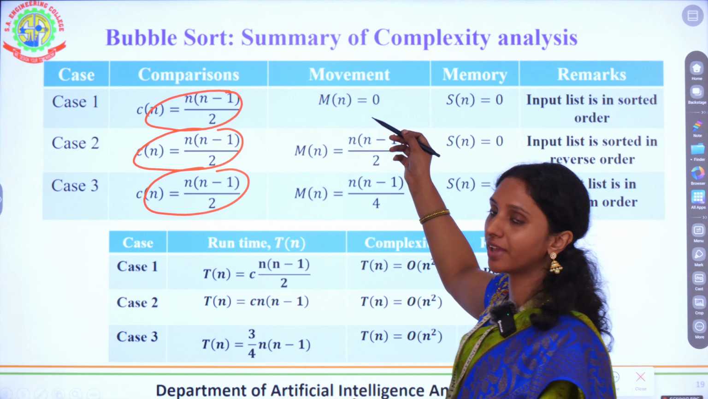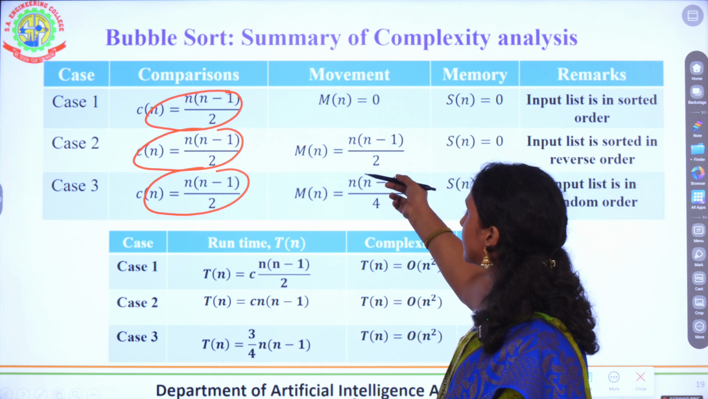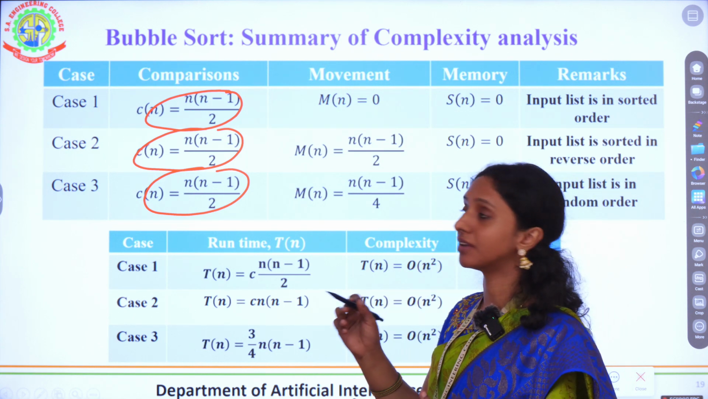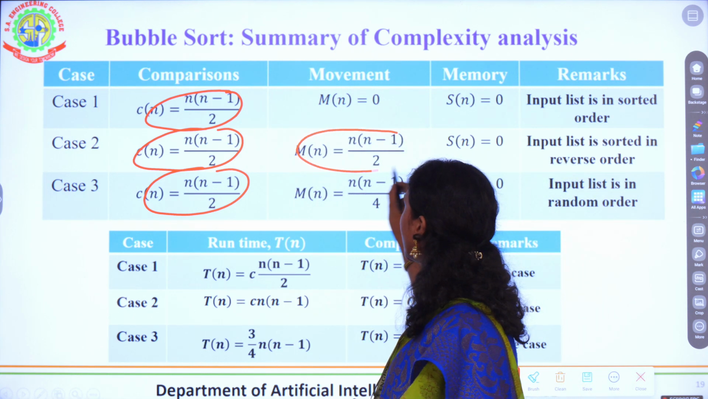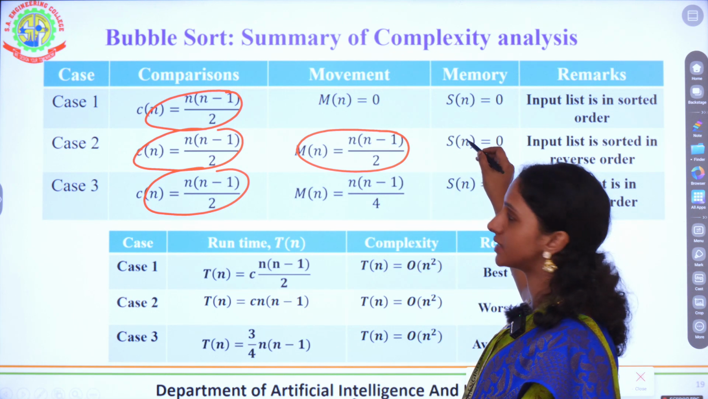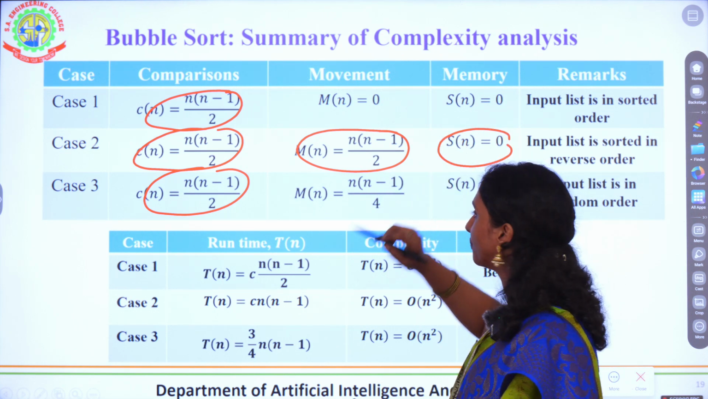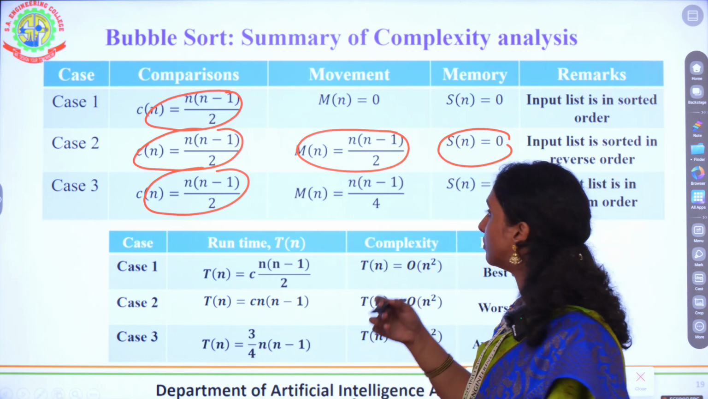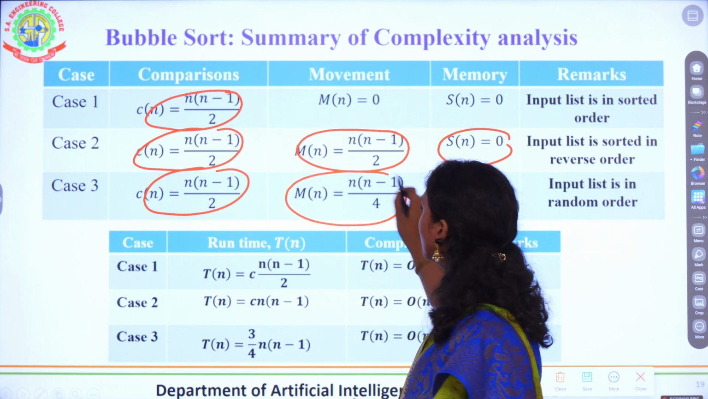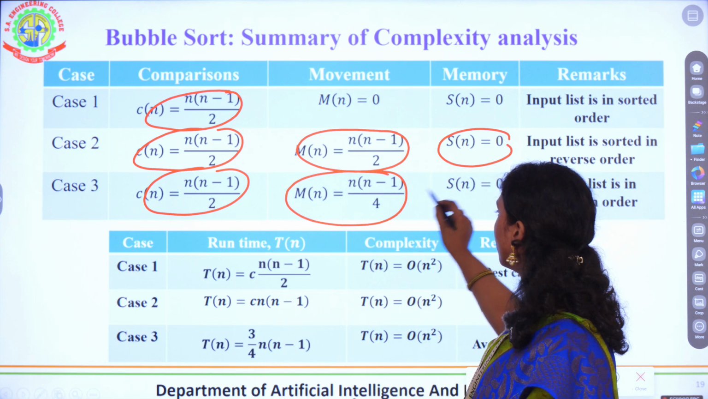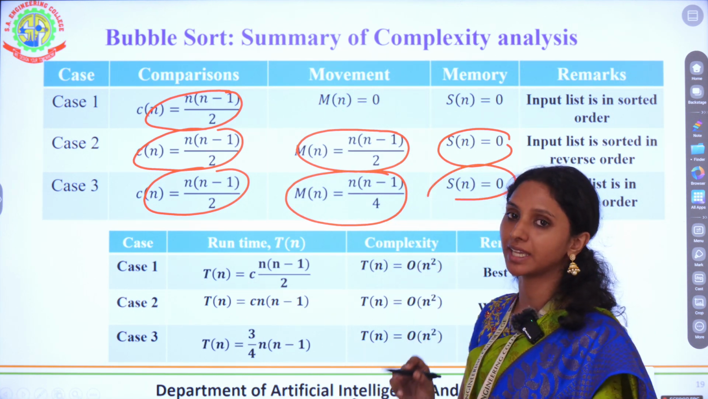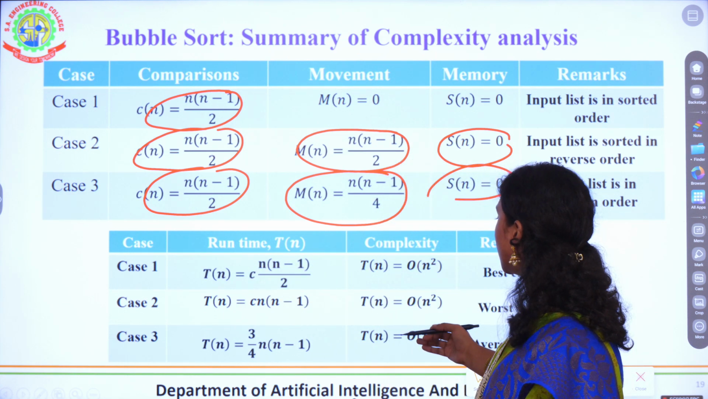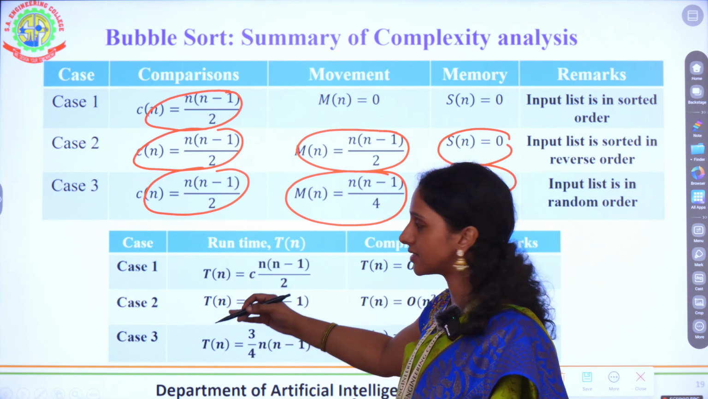The movement M of n is equal to 0 for the first case, and for the second one, where the list is in reverse order, M of n is equal to n into n minus 1 by 2, and the memory space will be S of n is equal to 0. Likewise, for the list in random order, the movement is given by n into n minus 1 by 4, and the memory will be given by S of n is equal to 0.